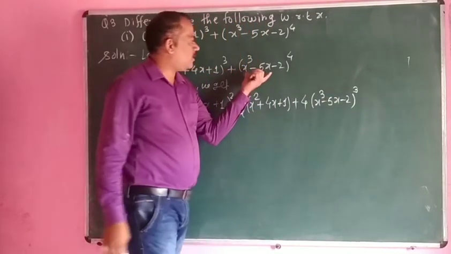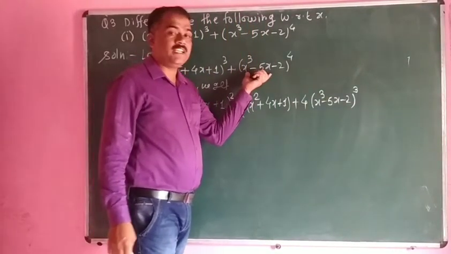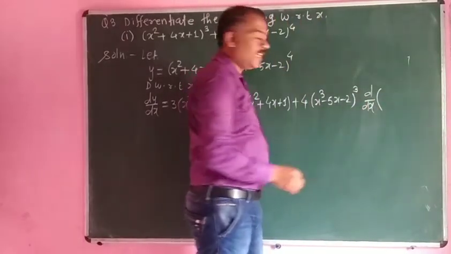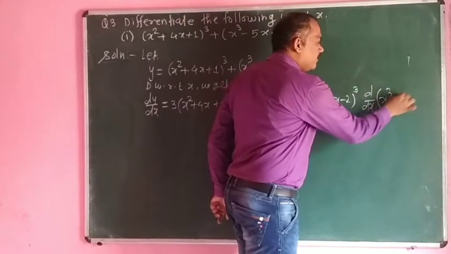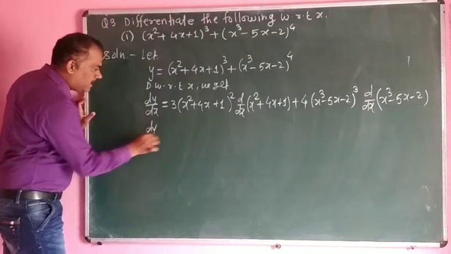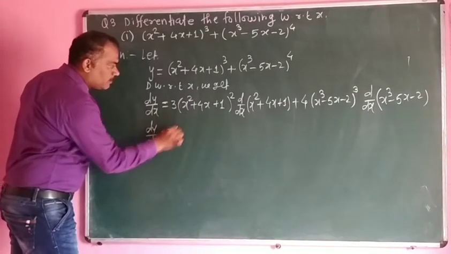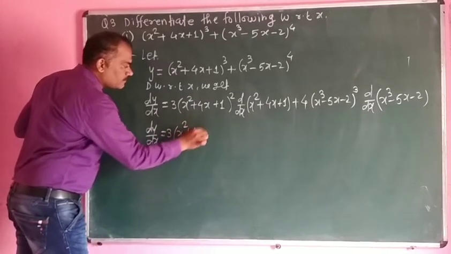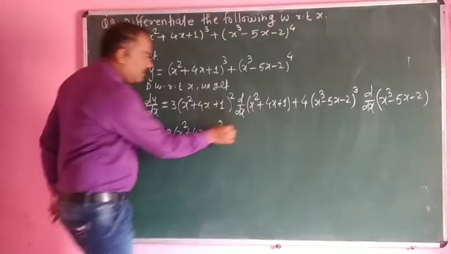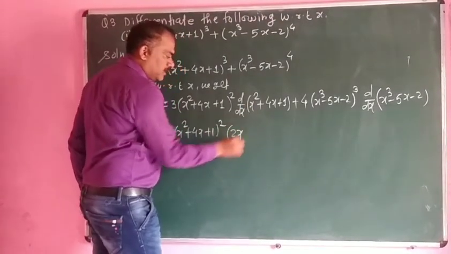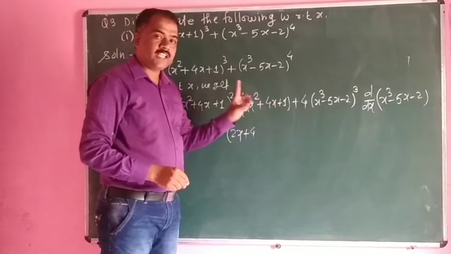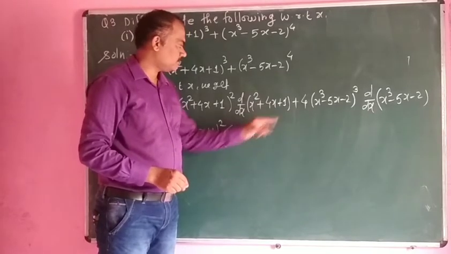Now we have to take the derivative of this base, that is d/dx of x cube minus 5x minus 2. Now what do we get? It is nothing but dy by dx is equal to 3 into x square plus 4x plus 1 bracket square into, what is the derivative of x square? 2x. Plus 4 is a constant, so we take it outside. What is the derivative of x with respect to x? 1. 1 into 4, 4 as it is.